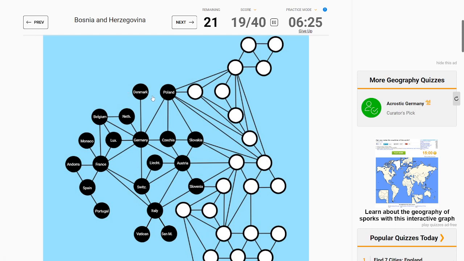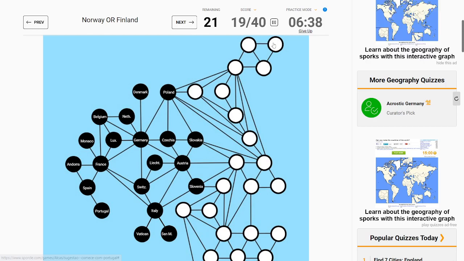Right, where should we go next? I reckon we go up here, because this has got to be Russia. Because it also borders all the Scandinavian countries, bar Sweden. That must mean that these two must be Norway and Finland. Then we've got Russia. And then we've got Sweden.